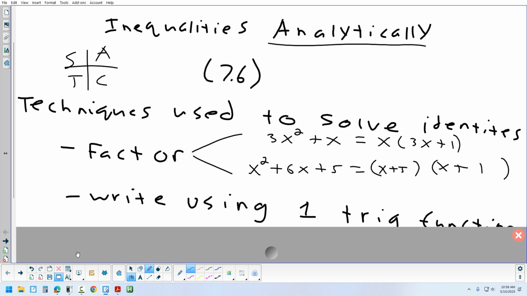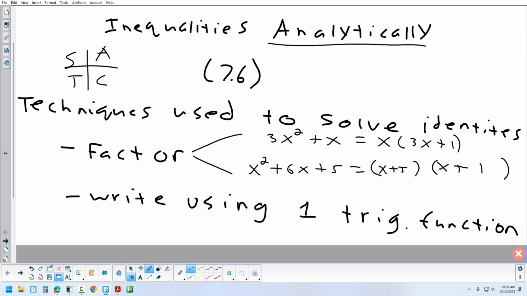And writing something in terms of one trig function. So we've done that where we changed the sines and cosines, or sometimes we changed different trig functions, but the point is one trig function. What that one trig function will be depends on the problem. But one trig function is important.